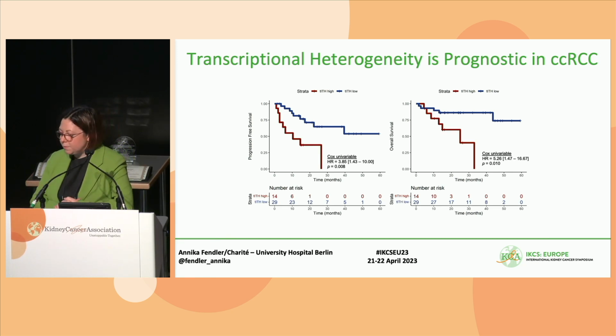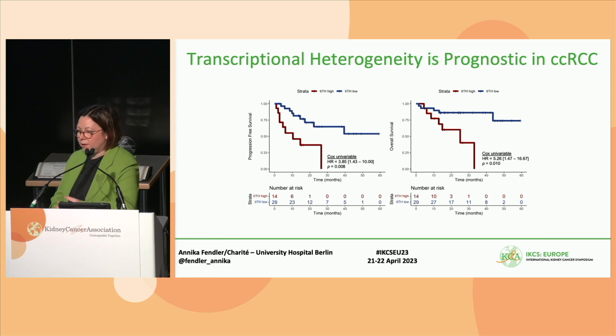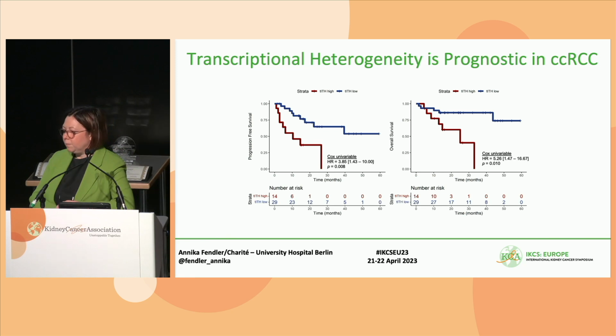So again, the question is then, is this just an artifact and it doesn't really matter? But we think it does matter because, just like with genetic heterogeneity, transcriptional heterogeneity in itself is prognostic. And this is interesting because it seems to cover some additional information because it's not associated per se with genetic intratumoral heterogeneity. And why is this important?